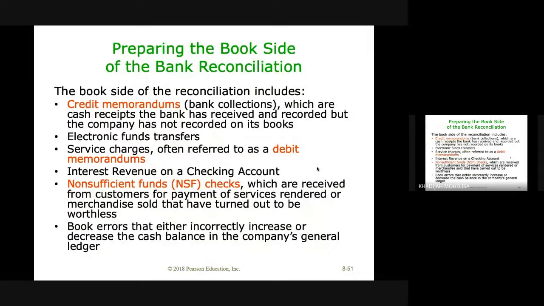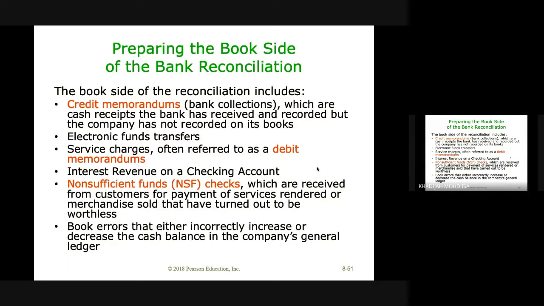On preparing the book side of the bank reconciliation, you're going to have two. One is the bank reconciliation from the bank statement balances, or you can prepare from your cash book balances. The book side of the reconciliation includes credit memorandums, which are cash receipts by the bank. The bank has received and recorded the cash receipts, but the company has not recorded them on its books.